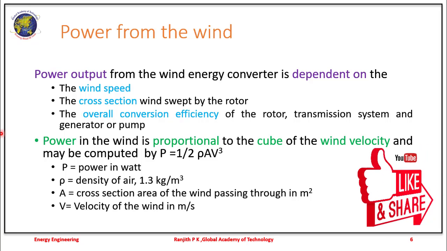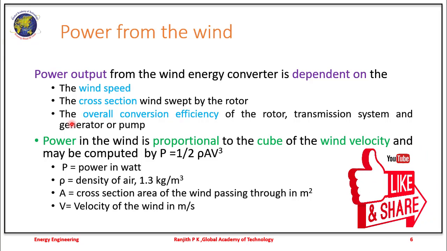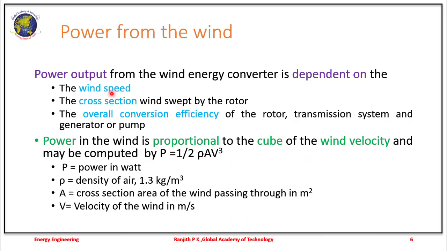If you look at the power output from the wind, it is usually dependent on the wind speed, the cross section, that is the area swept by the rotor, and the overall conversion efficiency. And this output is computed using the expression P, that is power generated, is equal to half rho A V cube.